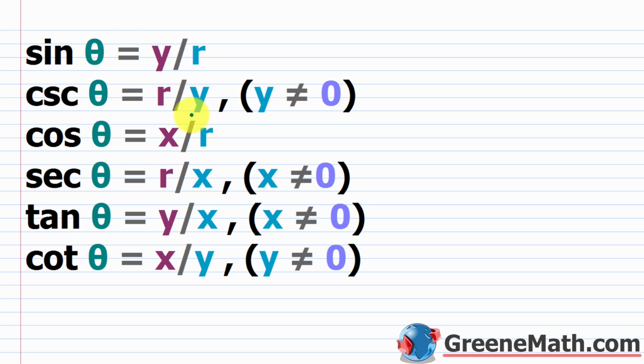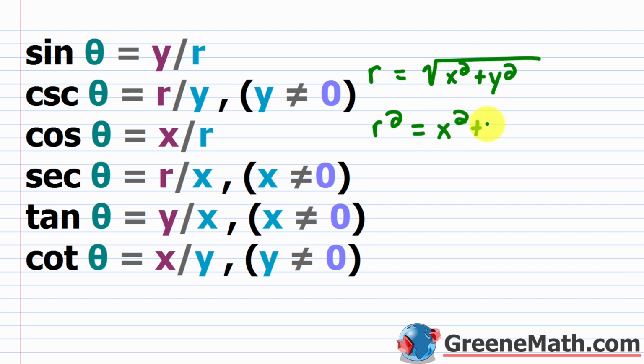I want you guys to remember the way we've defined this. We've said that r is equal to the square root of x squared plus y squared. Okay, so remember that. So I can also say, if I square both sides, that r squared is equal to x squared plus y squared. So we'll be using this in a moment.